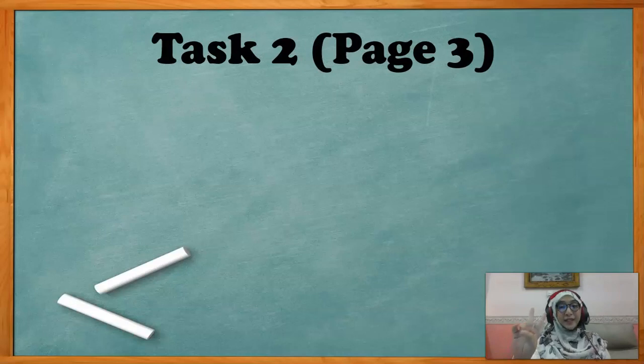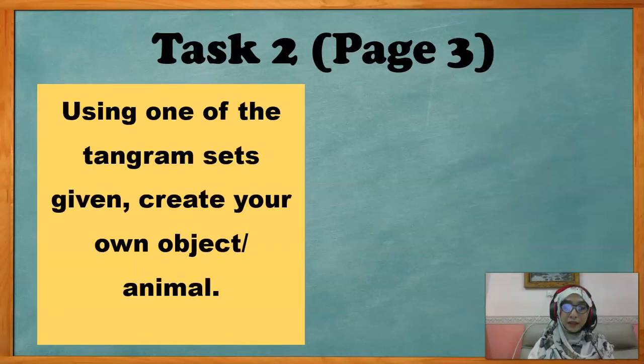Task 2, still on page 3. Your task is to use the other set. You have two sets, and you've used one for the boat. Now, use the second set of the tangram to create your own object or animal. You can make anything. You can make a house, a car, a rocket, a crocodile, a giraffe or a swan, but you must use all 7 pieces of the puzzle.